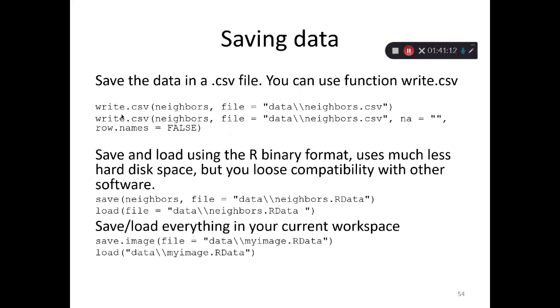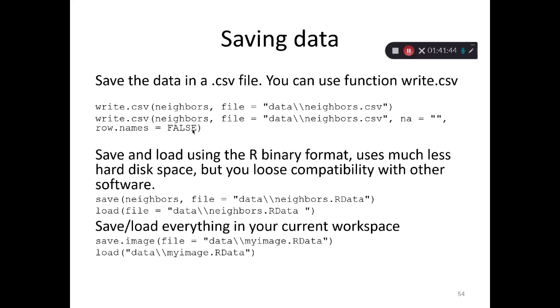One of the most widespread formats is the textual format, the comma separated value, or CSV. You can use the command write.csv to save a dataset. This command, write.csv neighbors file data neighbors.csv, will save the dataset neighbors that you created above, as a CSV file that you can later import using reader.